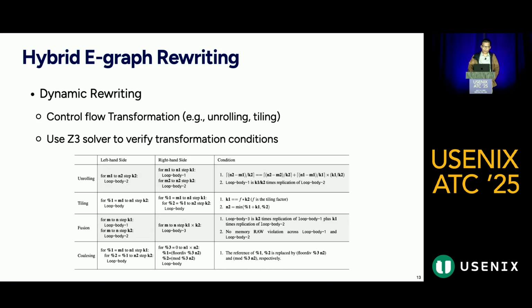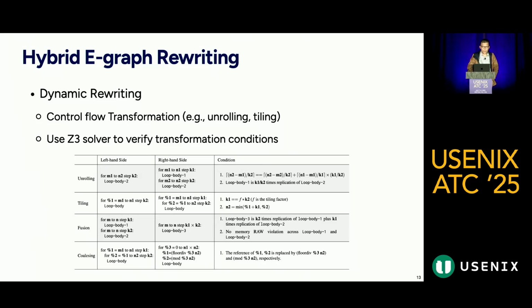This is the hybrid eGraph rewriting rules. So why do we need the hybrid rewriting rules? We know that when we perform the control flow transformation, it will generate some runtime dependent parameters like the tiling factors, unrolling factors, and some other variables that are only generated at runtime. So the static rewriting rules cannot handle such key information. So we propose the dynamic rewriting rules.